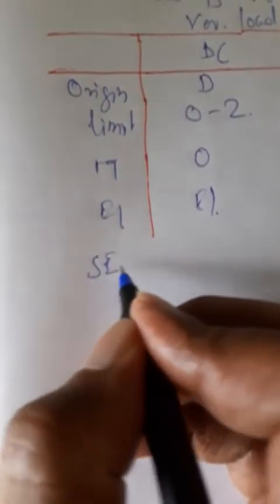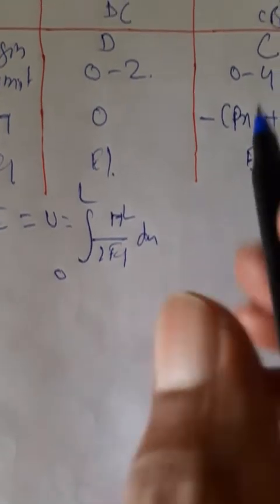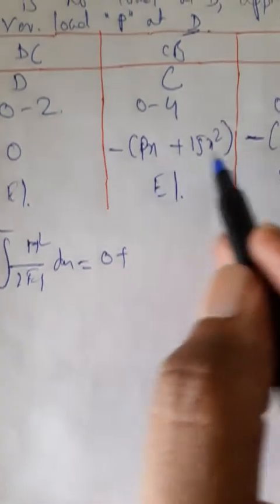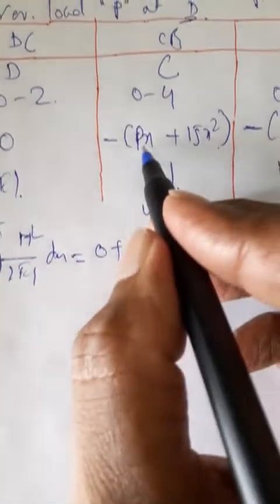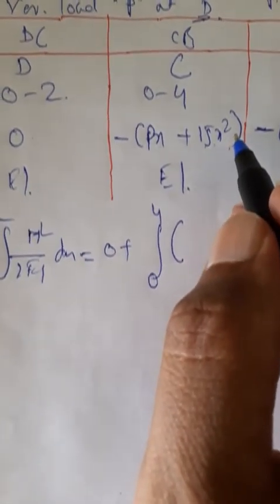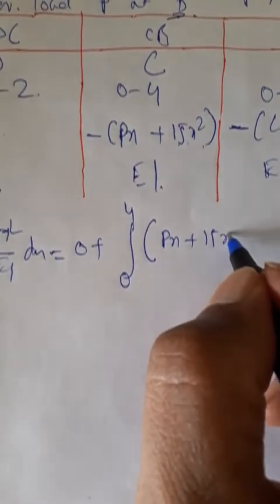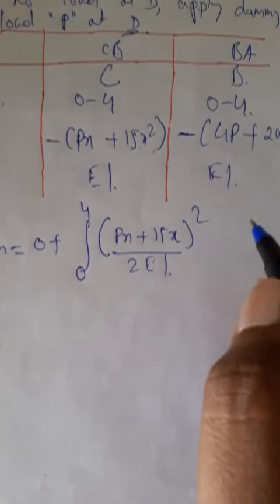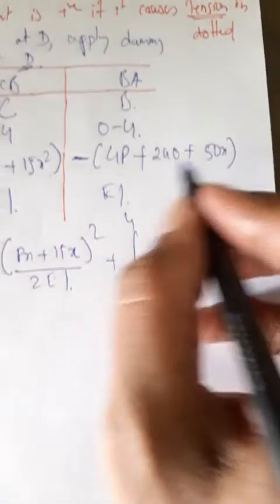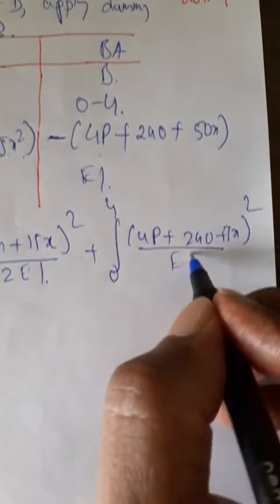Now we have strain energy equal to integral of M square by 2EI dx, 0 to L. Now I have to write for each of the terms separately. For the first term M is 0, so 0 plus. Now for the second, M square, minus square becomes positive, so simply make it positive, 0 to 4, (Px plus 15x square) whole square divided by 2EI, plus 0 to 4, (4P plus 240 plus 50x) whole square divided by EI.